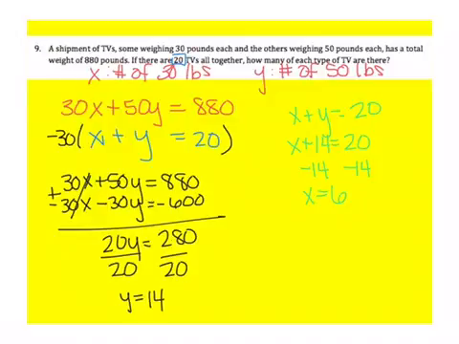So for my 30-pound TVs, remember those are my x's, so I have 6 of them. And for 50-pound TVs, those were my y's, so I have 14 of those.